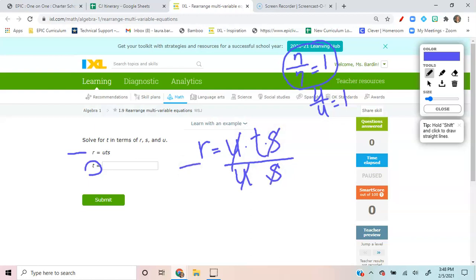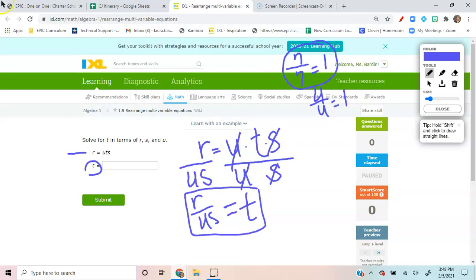What I do to one side of the equal sign, I must do to the other. So my final answer is that t is equal to r divided by US. This will be the answer that we put into IXL. Oh, I bet they want us to use this. So let me go back. R, and then arrow down, U times S.